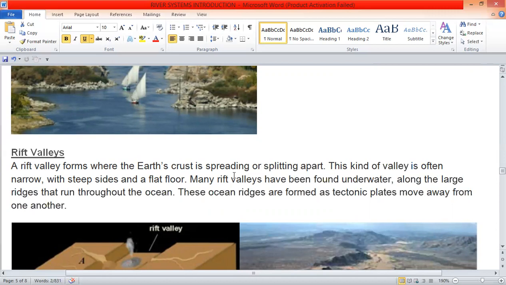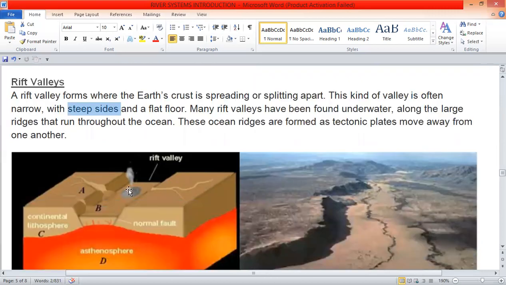You remember in JC you did what is called faulting. Faulting causes the crust to spread or split apart. When there is a splitting apart of the crust of the earth, this kind of valley is often formed. It is very narrow with very steep sides and a flat top. As you see here, the top is flat, but look at the sides. Very steep, okay?